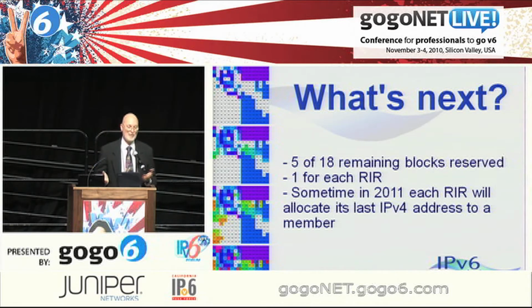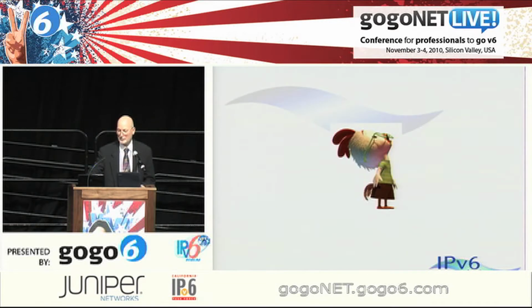Sometime in 2011, speak to different people, you'll get different answers. Sometime in 2011, it's expected that the RIRs will be allocated their last IPv4 addresses. And we expect that APNIC will be the first to hand out the last address to a member. So, where does that leave us?